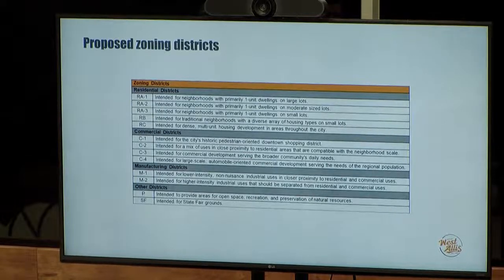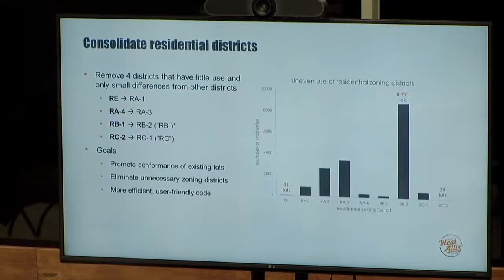The changes to our zoning districts are really just concentrated in the residential districts. The other things aren't changing. So what we're proposing in this update is to consolidate some of the residential districts. There's specifically 4 that we're going to be merging into other districts that are already there. The graph on the right shows the number of properties that are zoned to each residential district in the city. You'll see there's certain ones, especially our RE district and RC2, where only a handful of lots in the entire city have that zoning.